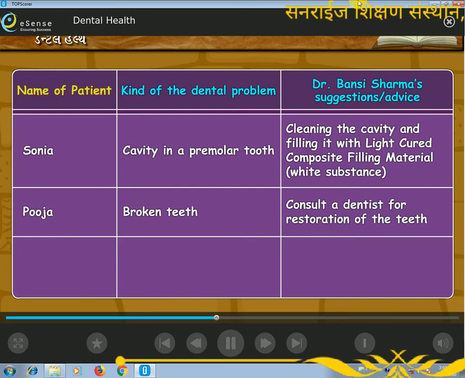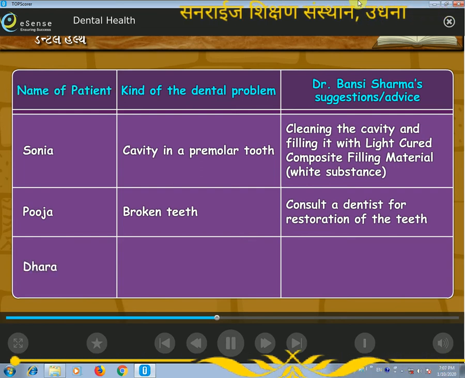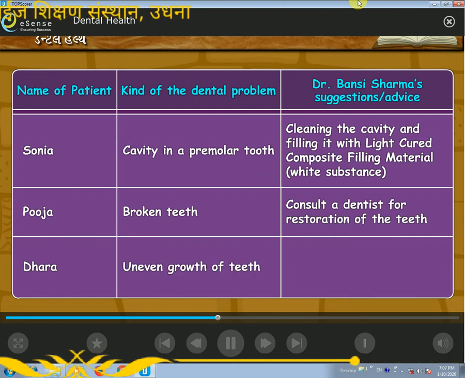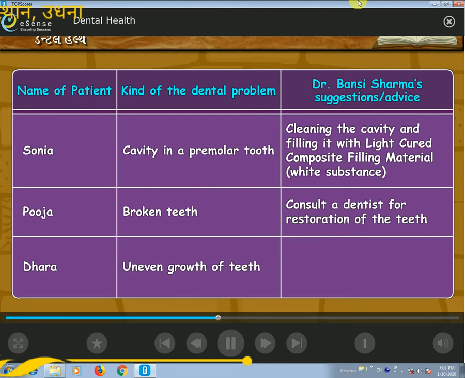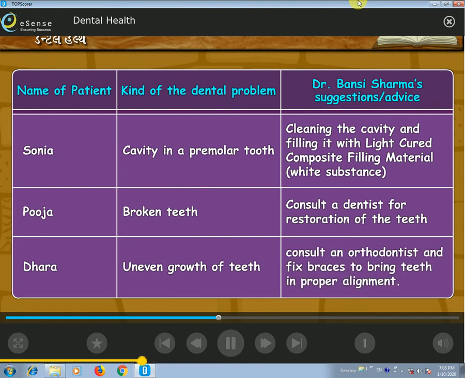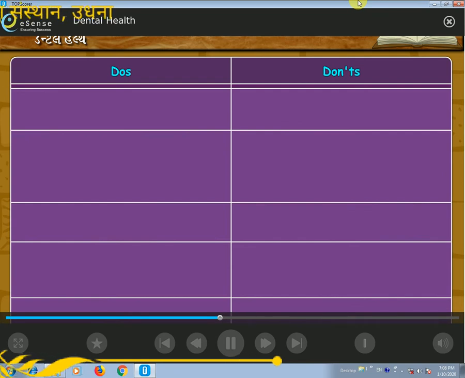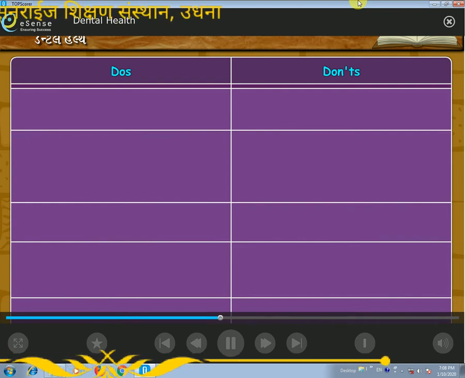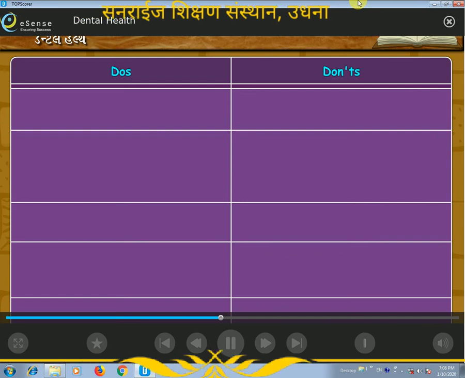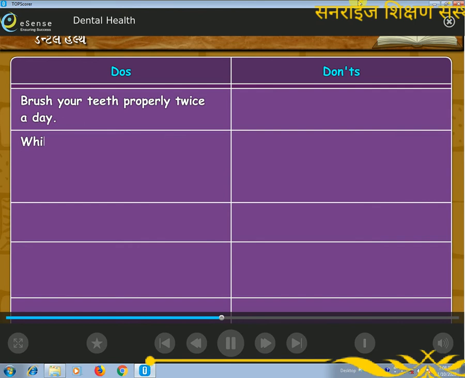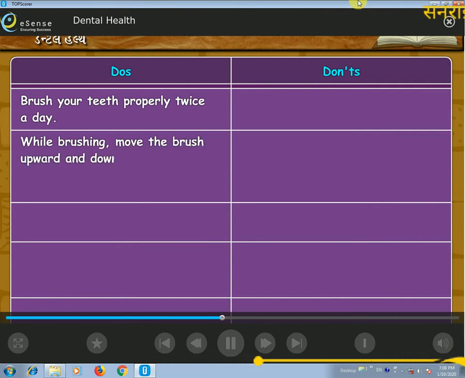Now let us fill this table with the do's and don'ts for dental health. Do's. Brush your teeth properly twice a day. While brushing, move the brush upward and downward so that it removes the tiny bits of food stuck between the teeth. Brush the gum line with gentle strokes. Clean your mouth after every meal and every time you eat a chocolate or ice cream. Consult a doctor in case of any tooth problem.